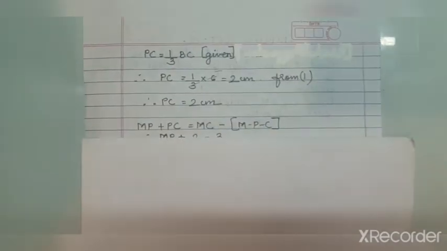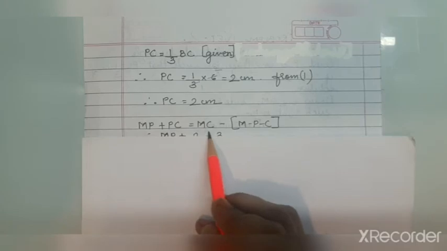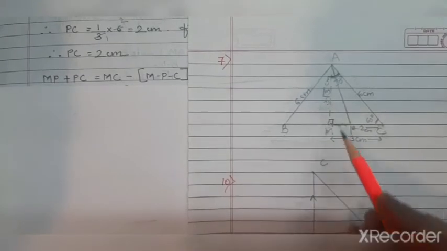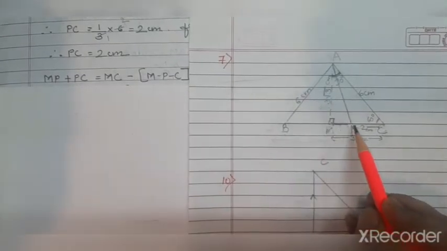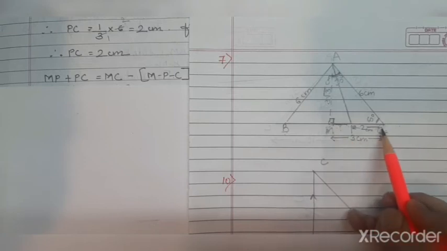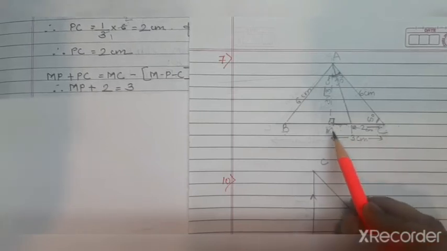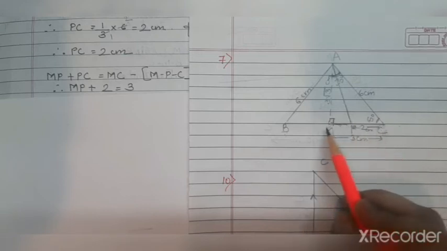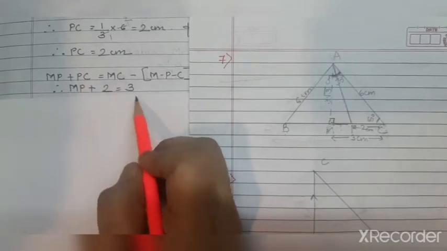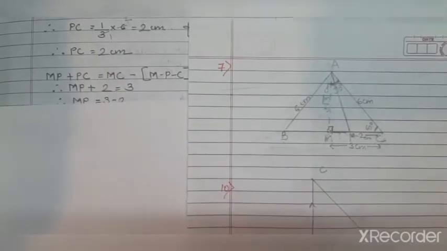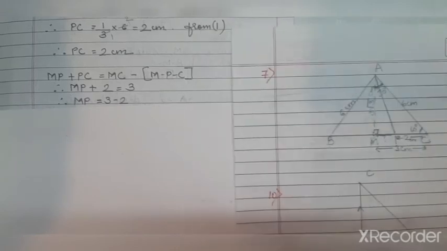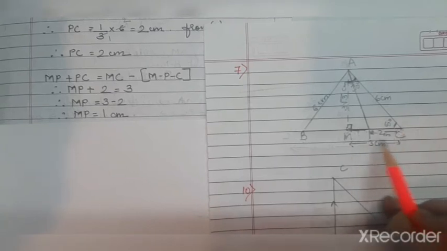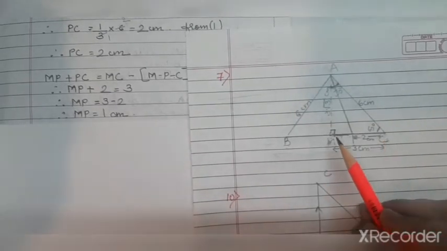So here MP plus PC is equal to MC. Okay, I also show you the figure alongside, so you will get it. MP plus PC is equal to MC. Okay, further MP plus 2, because PC is 2, is equal to 3. 3 means MC. So just the substitution of what we have found earlier. Then we shift 2 to the other side and we get 3 minus 2, which is equal to MP is 1 centimeter. I know that you all can do this even orally, but we need to show how we get 1 centimeter.